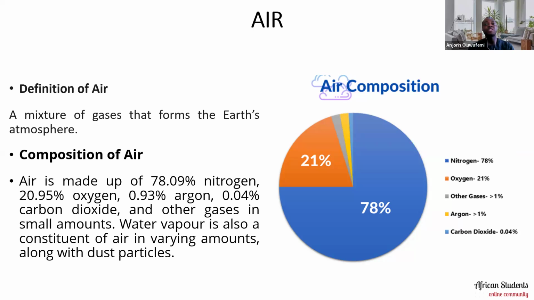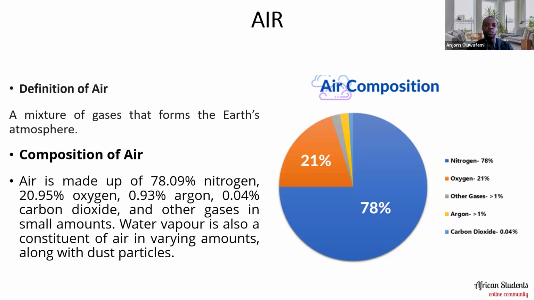Oxygen makes up about 20.95% of the air in our atmosphere, and then argon 0.93%, carbon dioxide, which is also important for plants, 0.04%, and then all the gases in small amounts. And not only that, water vapor is also a constituent of air in varying amounts, along with dust particles that are also a component of air. So the pie chart here gives us a diagrammatic representation of what air composition looks like.